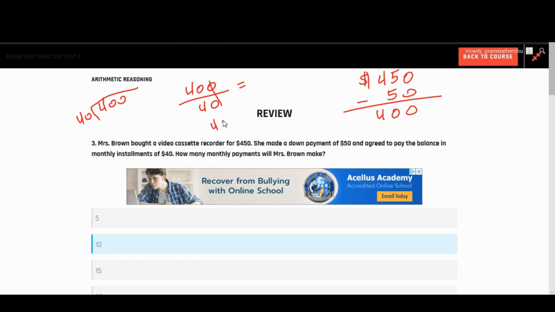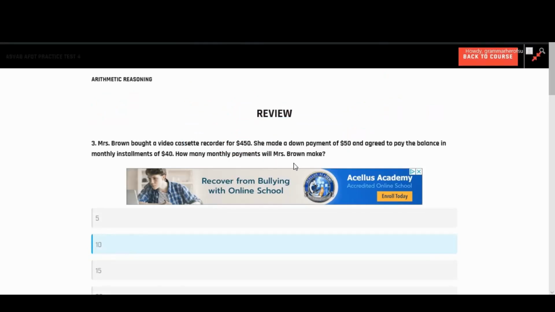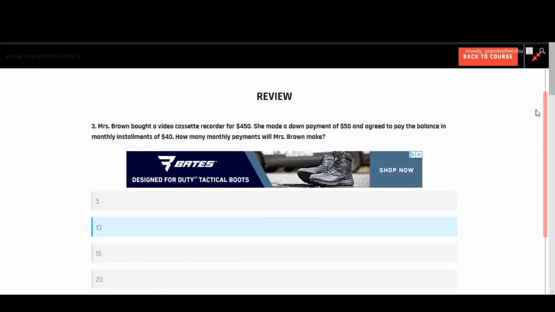40 divided by 4, of course, is 10. So in light of that, we know it will take her 10 months to pay back the $400 she borrowed to purchase the cassette recorder. Okay. Fairly straightforward problem there.